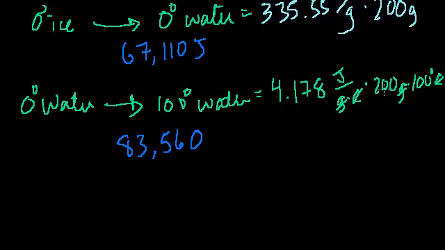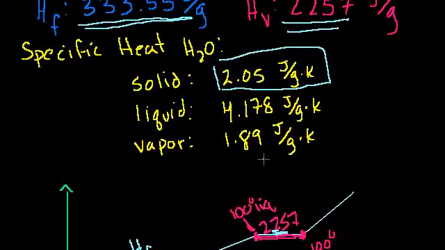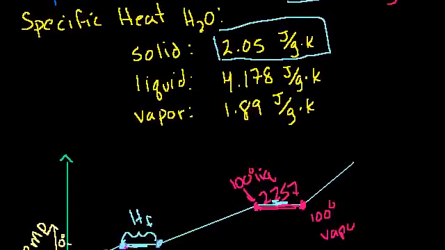Does that look about right? Let's see. 4 times 200 is 800. 800 times 100. Yeah, that's about right. Joules. Now we're dealing with 100 degree water vapor. And we have to turn that 100 degree vapor into 110 degree vapor. So we use a specific heat of vapor, 1.89 joules per gram Kelvin.